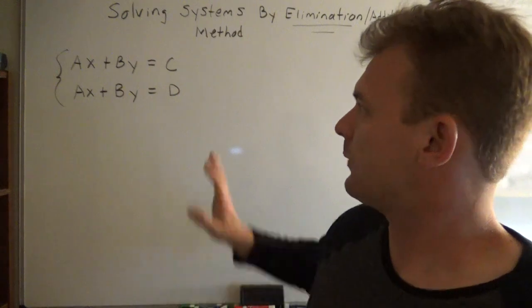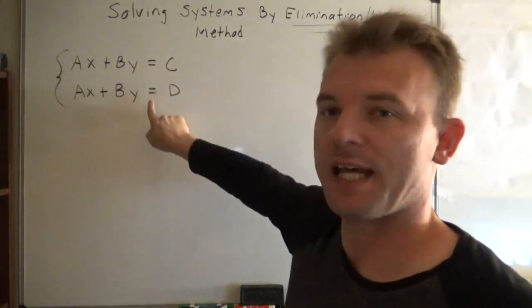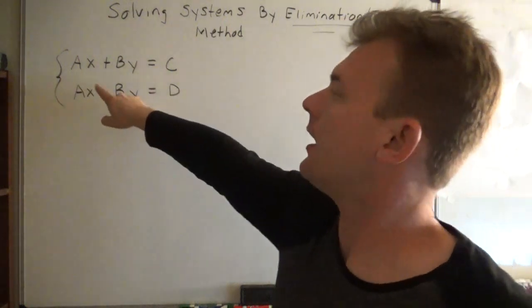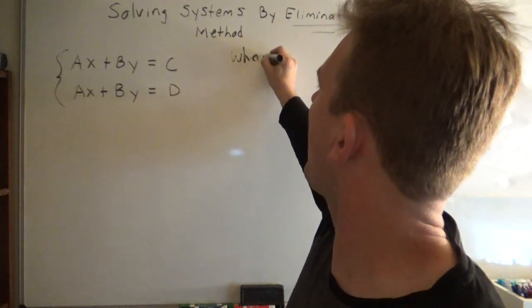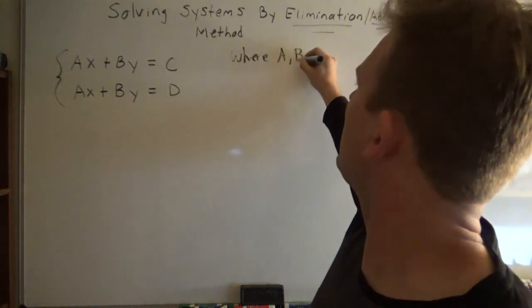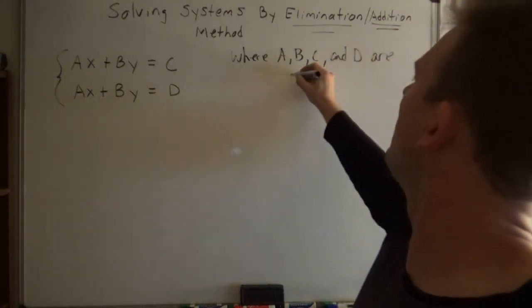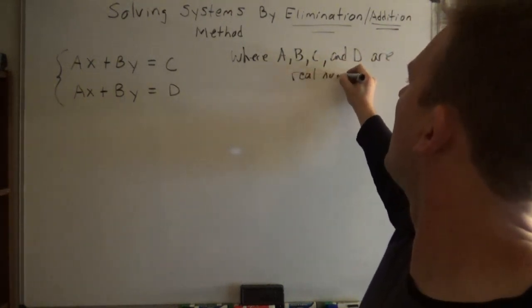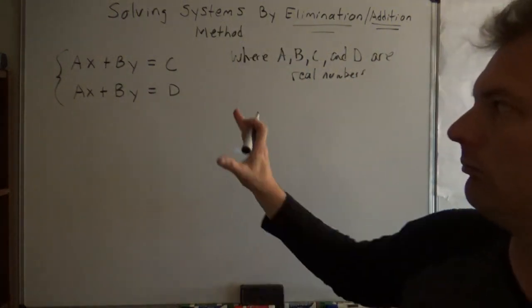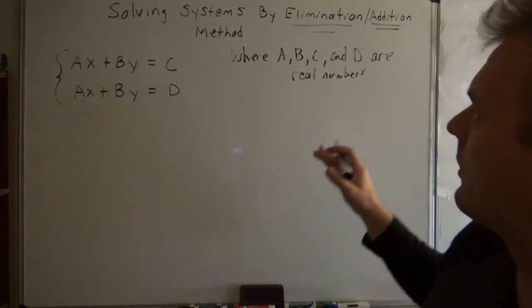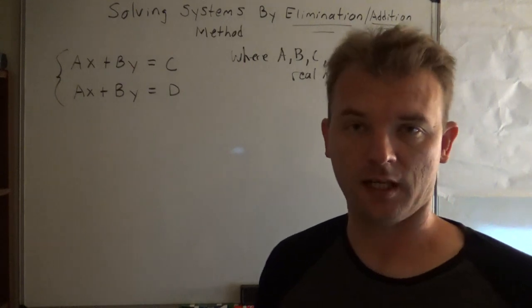So let's think about this. We have two equations. Remember, equations have to have the equal signs. And we're going to say that A, B, C, and D are real numbers. So what we're going to do, according to what we call the elimination method, the proof's in the pudding, so to speak.